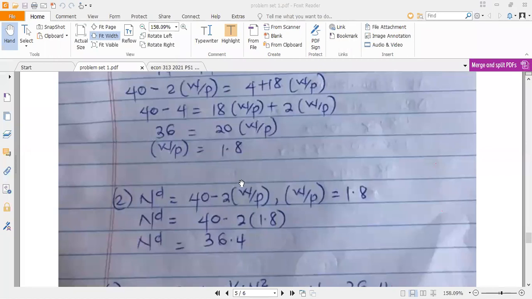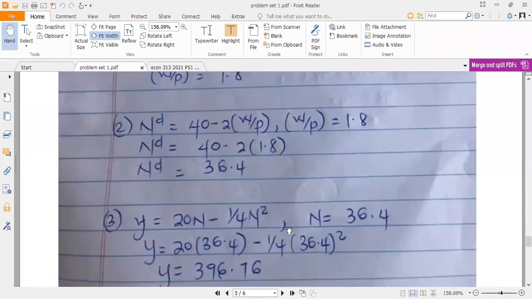for us to get the new N, we just put the new W over P into either the old demand for labor function or the new labor supply function. So using the demand for labor function, we get 40 minus 2 times 1.8. So that should be 36.4. So the policy of reducing the marginal tax rate has caused an increase in N.